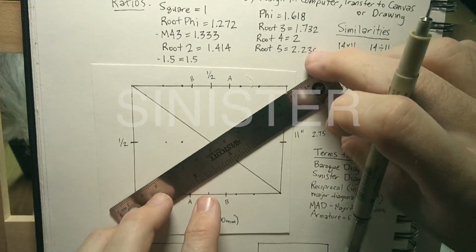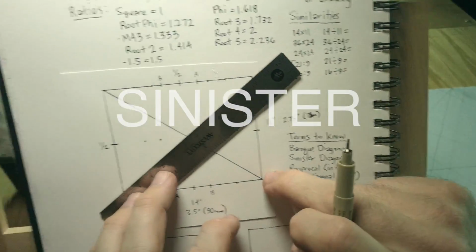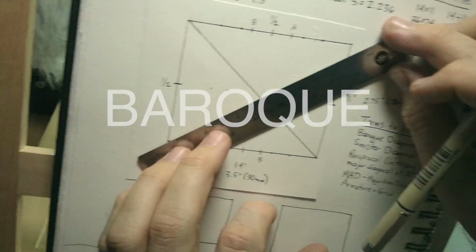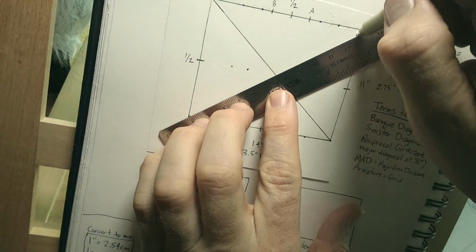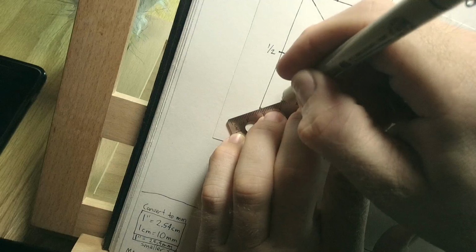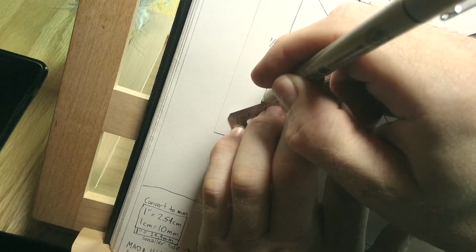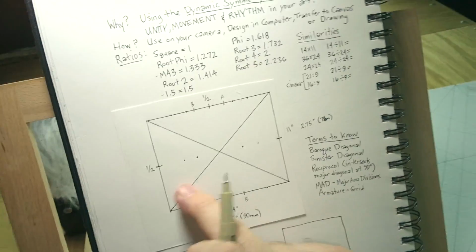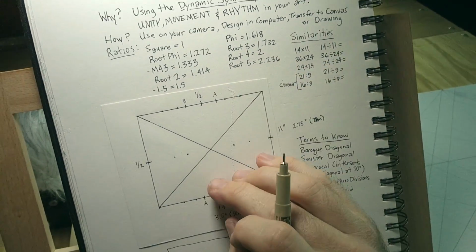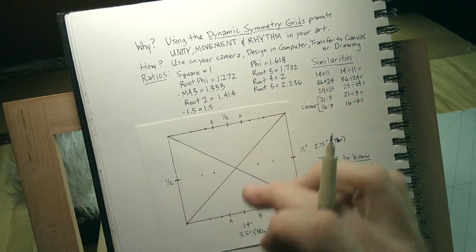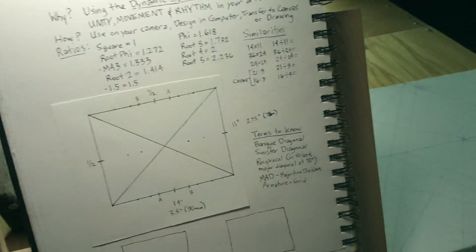So that one's the sinister diagonal. It runs from lower right to upper left. And the Baroque diagonal runs from lower left to upper right. The Baroque diagonal is supposed to be the more pleasing one because most of us read left to right, so we can read the painting left to right. Also, most paintings with perspective are read from bottom to top, so that's why the Baroque diagonal is more pleasing.